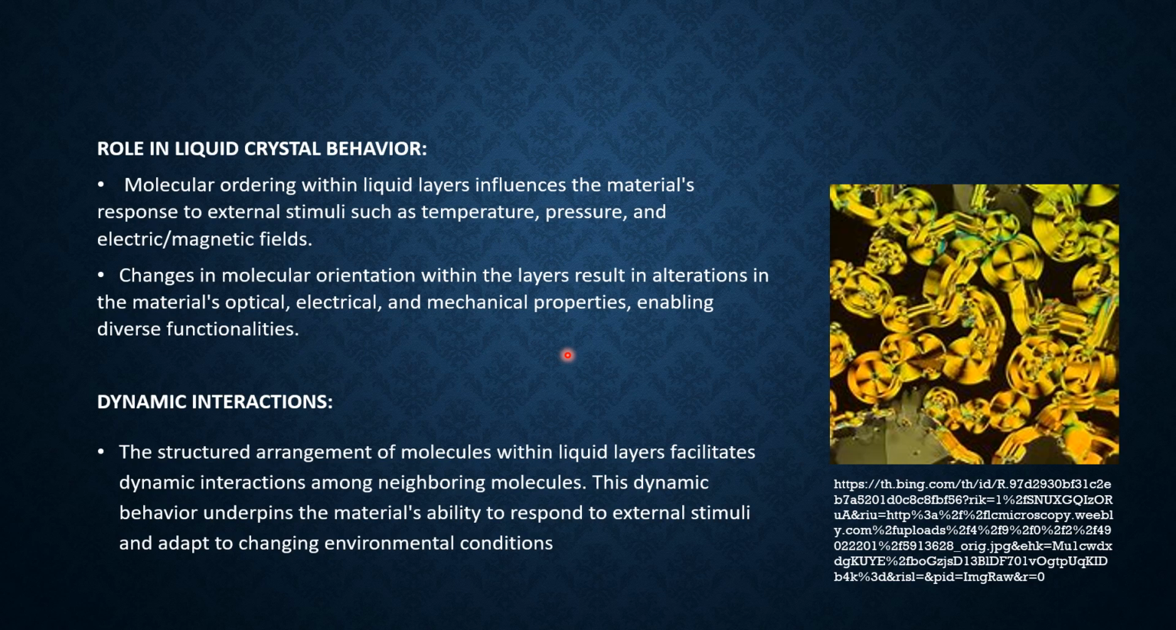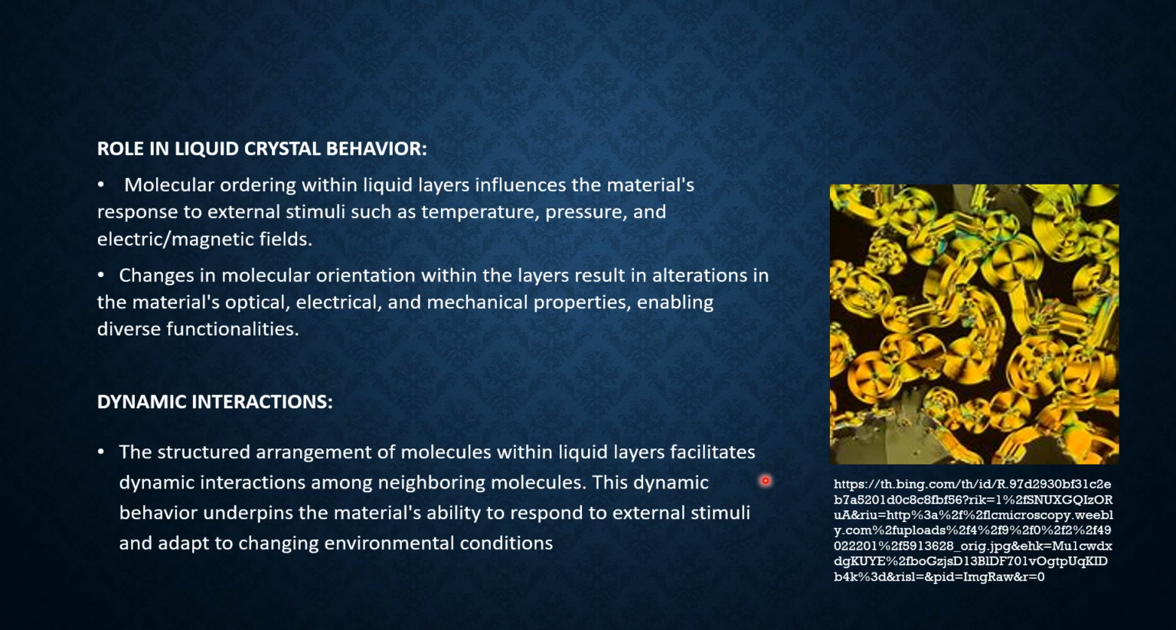What are the properties? Optical properties, electrical properties, and mechanical properties. We'll see about these properties later in the slides. Now, dynamic interaction. This is the structured arrangement of the molecules within the layers. As we all know, the molecules are arranged and ordered within the layers. So, everything is happening within the layer.